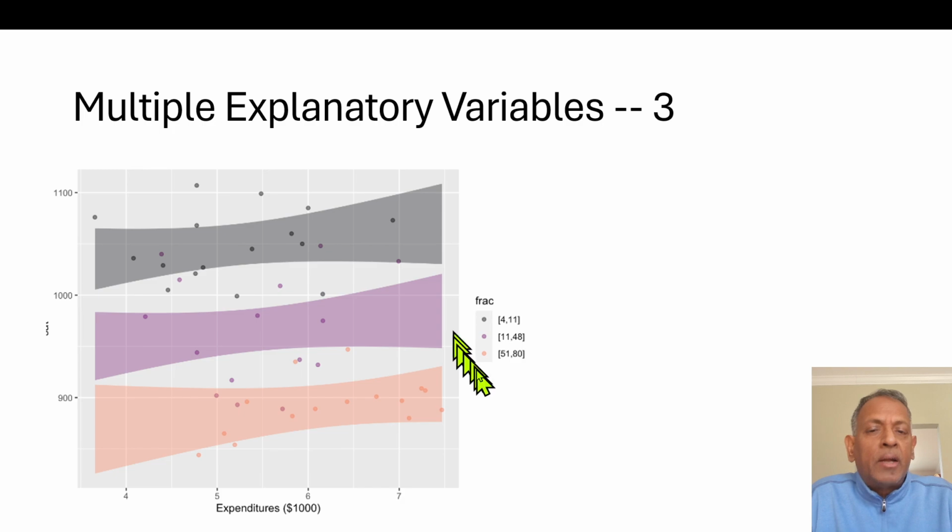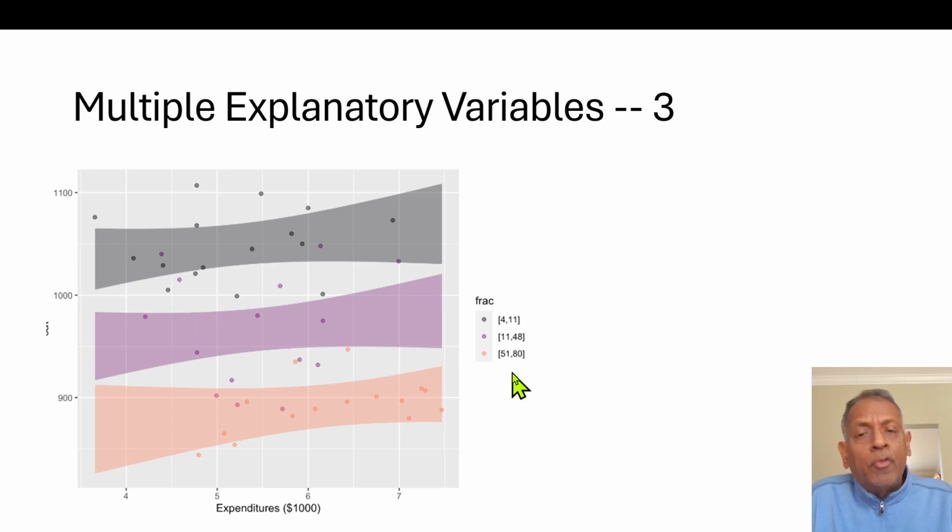Okay, now notice that because we put the fraction of participation, a numerical variable, as an explanatory variable, what the point plot function actually did was it said, okay, the fraction between 4 to 11 is indicated by this color, 11 to 48 is indicated with this color, and 51 to 80 is indicated in this color. I assume there's no state between 48 and 51. Okay, so if you bring that new variable into the picture, it tells a very different story, that higher expenditures actually mean higher SAT scores.